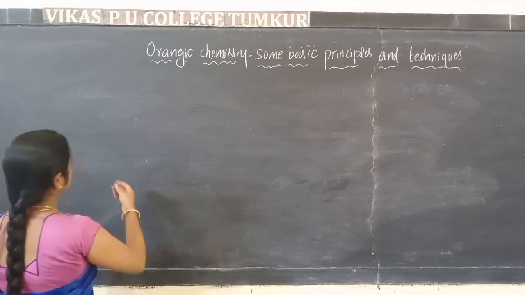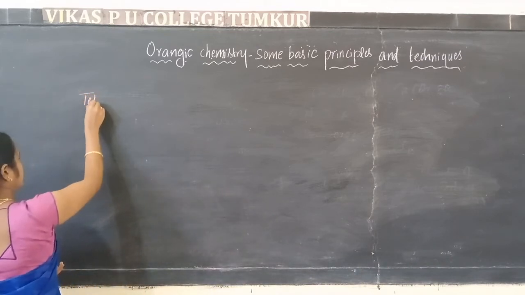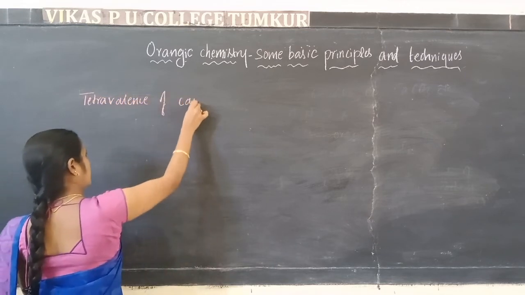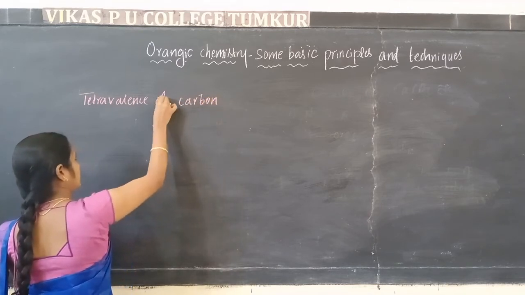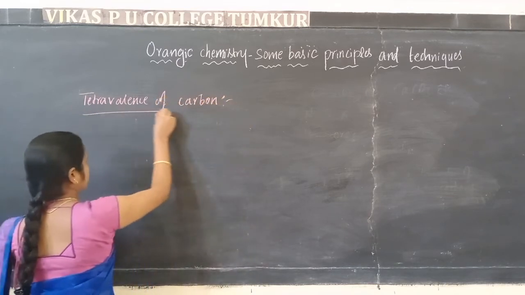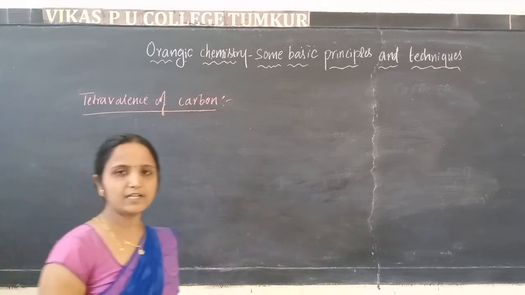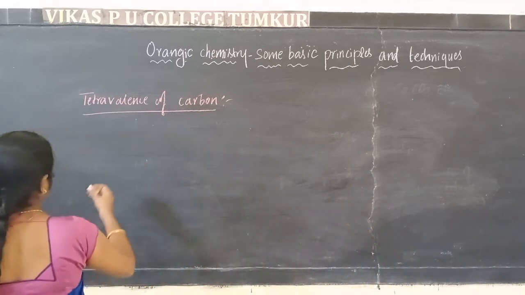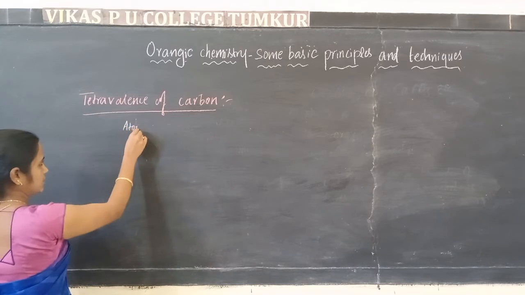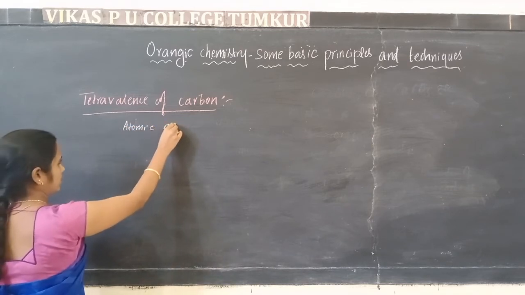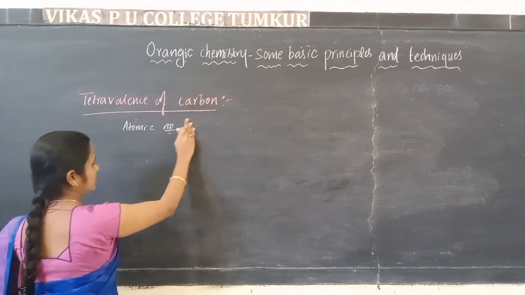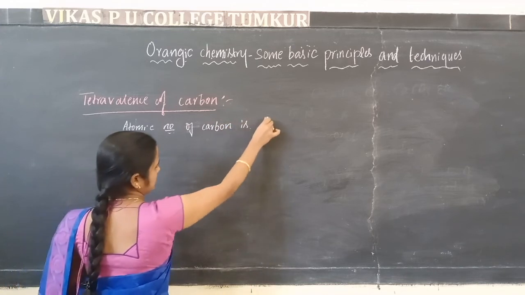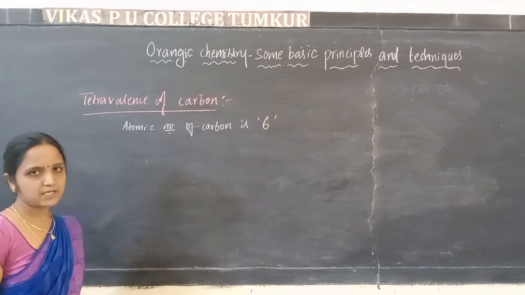When it comes to the tetravalency of carbon, the atomic number of carbon is 6. Atomic number of carbon is 6.